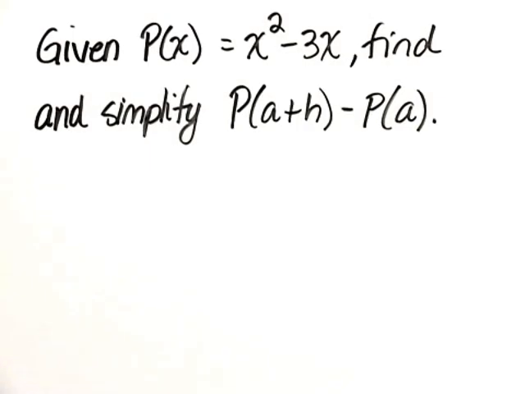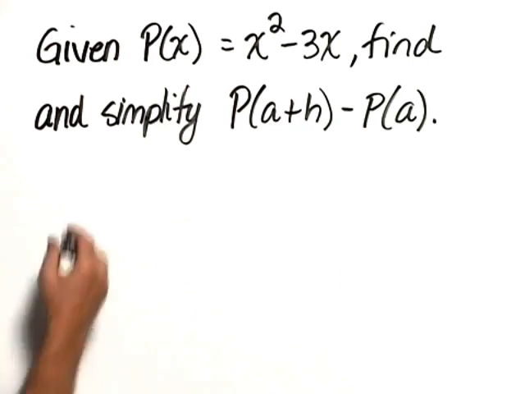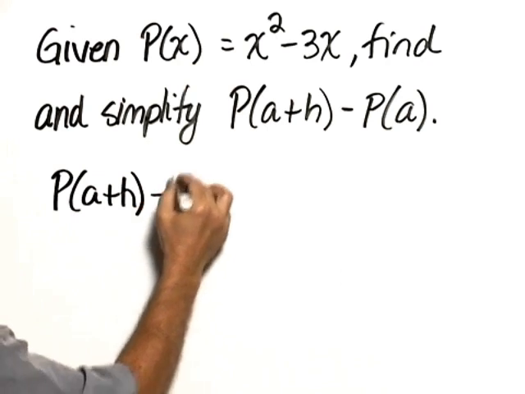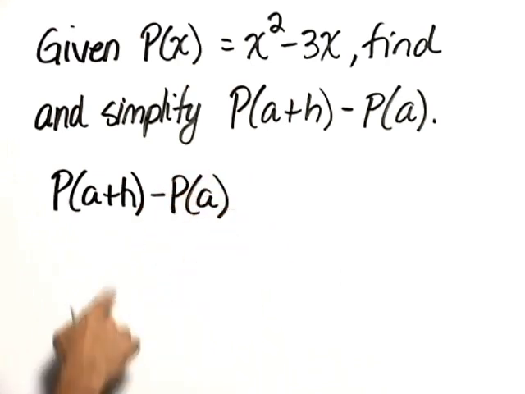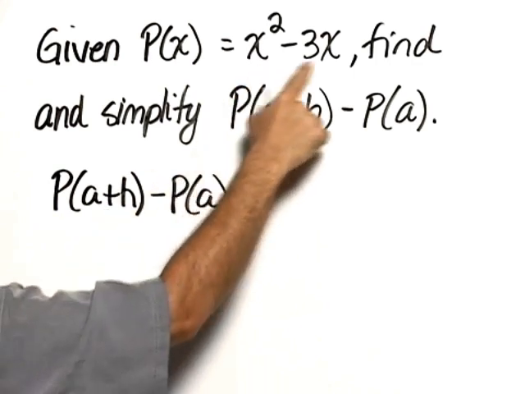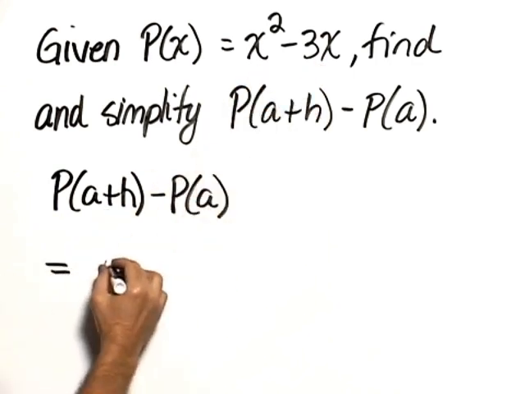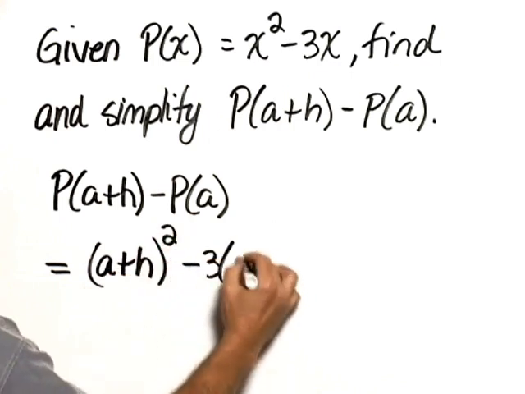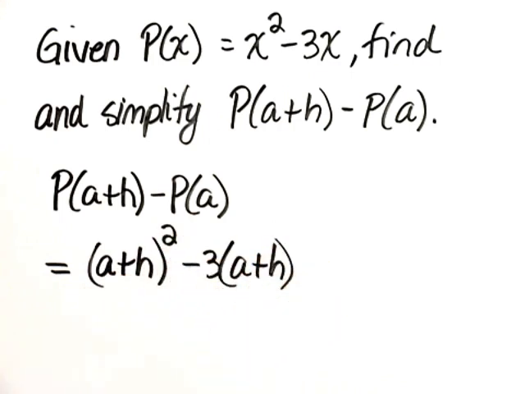Given p of x equals x squared minus 3x, find and simplify p of a plus h minus p of a. So, p of a plus h minus p of a means that we substitute a plus h in place of x. So, a plus h quantity squared minus 3 times a plus h.